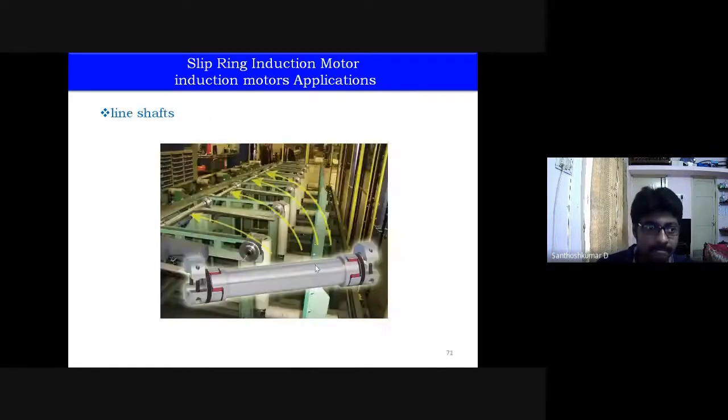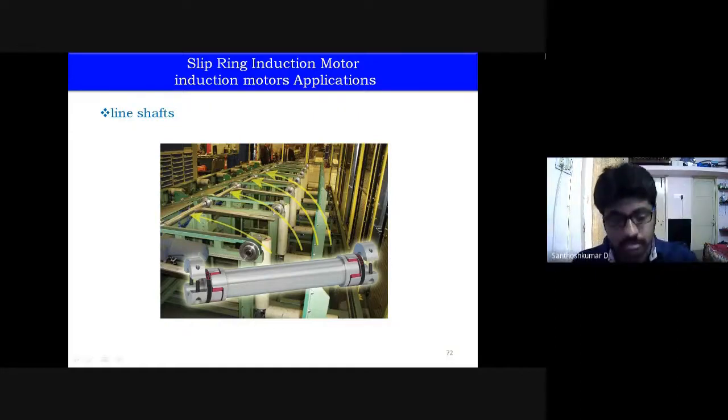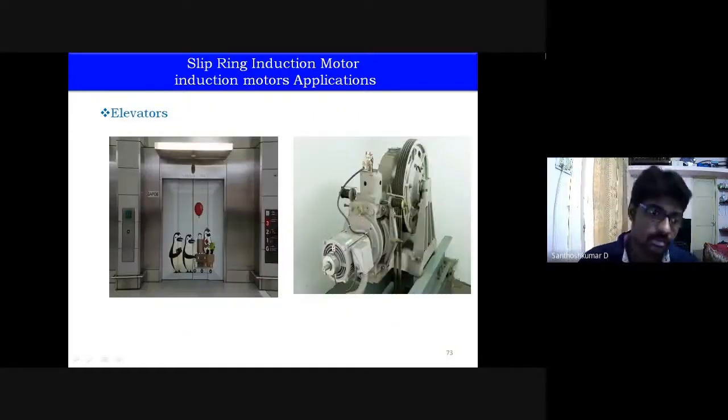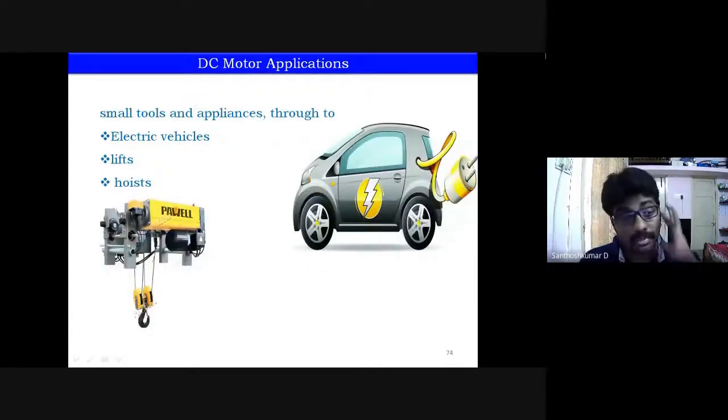Next, printing presses, line shafts. What do you mean by line shafts? Here, a single shaft is attached or coupled with another shaft. So if you run one single shaft, it is able to rotate the other shaft also. Due to that, it can be attached with some other load or application and works easily. So one motor is running, due to that one shaft is rotating, and that shaft is attached to another shaft. So each shaft having some separate application, it can be easily used for multiple purposes. Okay. Next, elevators. Next, DC motor applications.